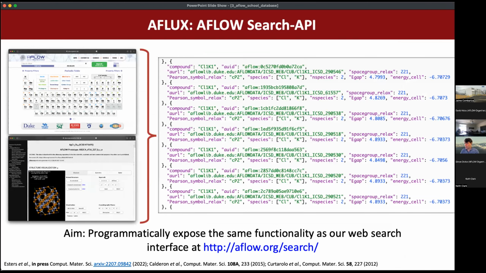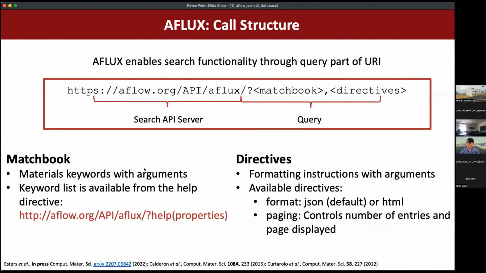Okay. And how we're doing this is you more or less just call a web page that's constructed like shown here. So you ask a certain server. This is our AFLOW API server. And then what we call a matchbook, all the arguments to your search, like what species do you want, what properties you're interested in. And all of these are put together in the matchbook. You can follow this link if you want to see all the properties. So there are quite a lot.